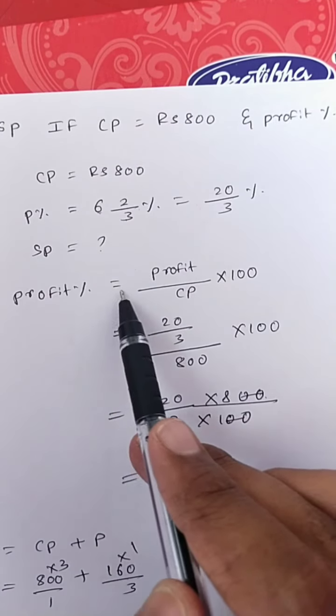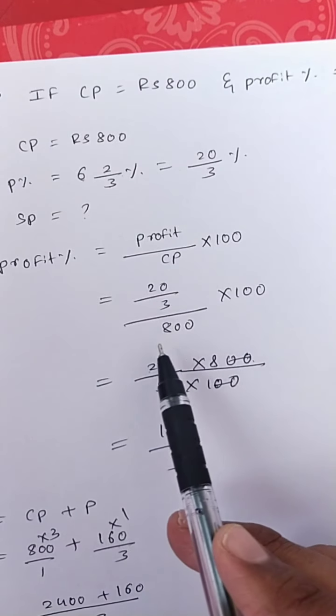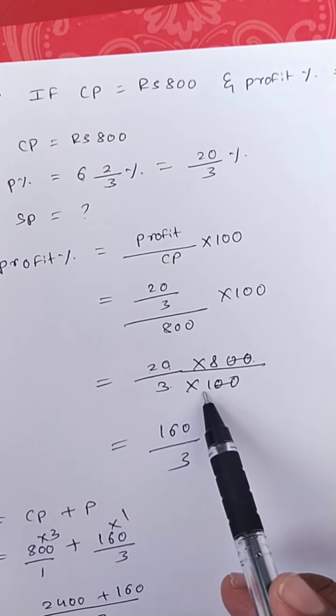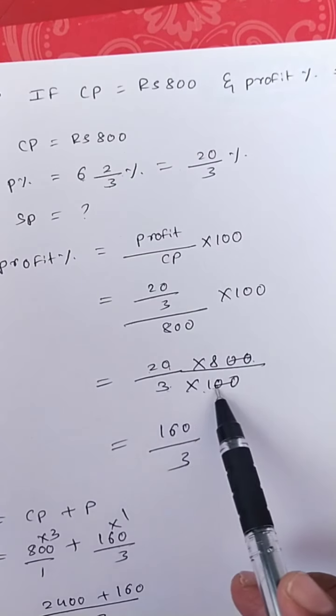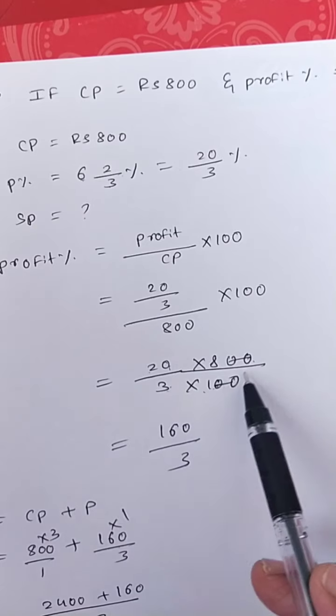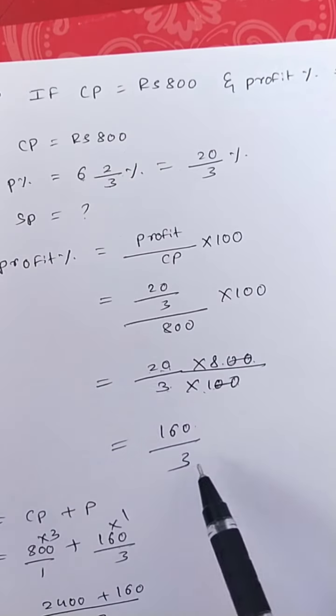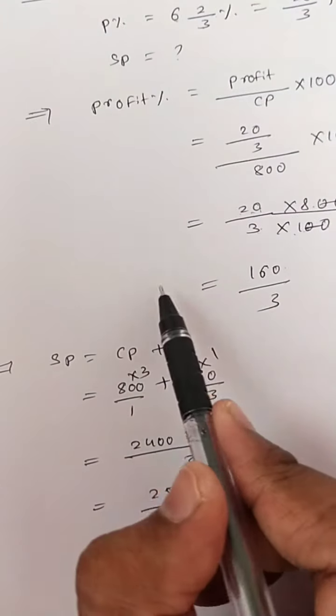Profit percentage is equal to profit divided by CP into 100. That is 20 divided by 3 is equal to profit divided by 800 into 100. The 0s, this 2 0 get cancelled. The remaining is 8 2s are 16, 160 divided by 3. So this is your profit.